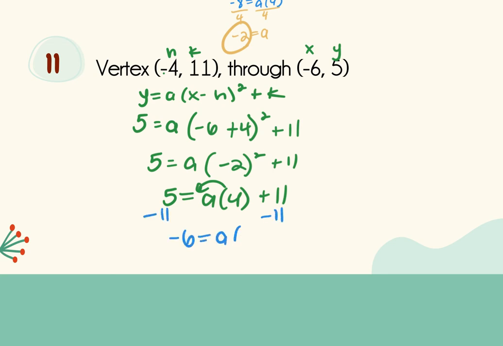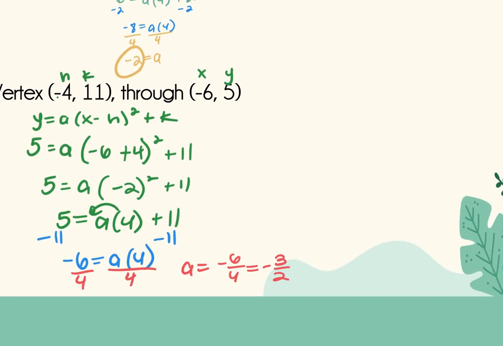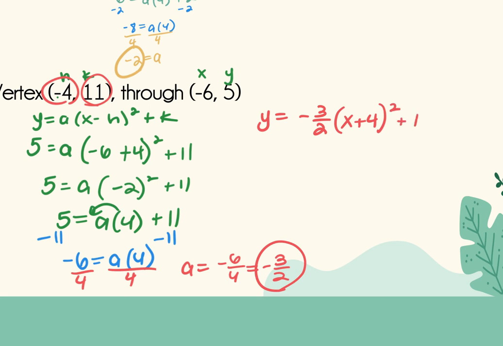-6 equals a times 4. And then you have to divide by 4. -6 over 4, which is -3/2. And then I plug back in my h, my k, and my a. So y equals -3/2 times x minus a -4 would become plus 4 squared plus 11.